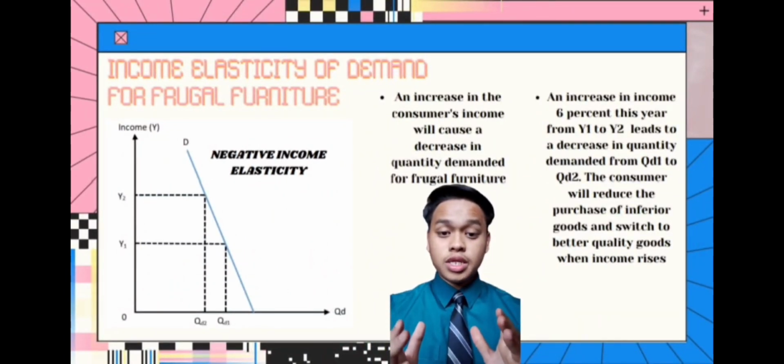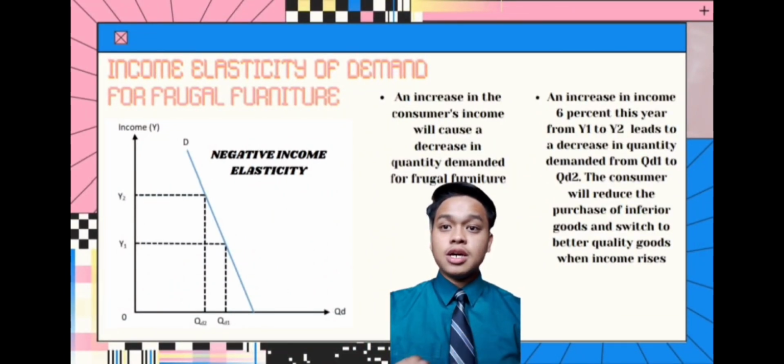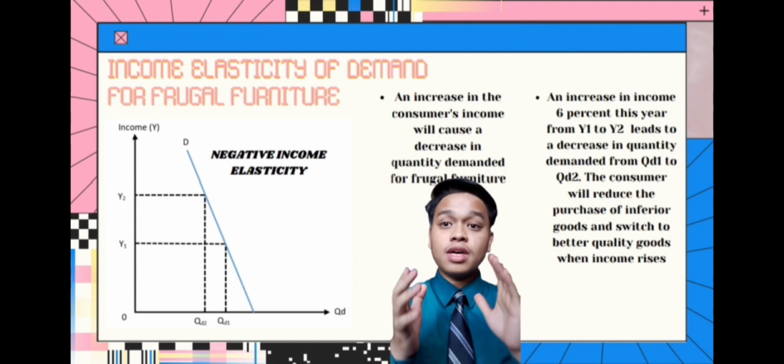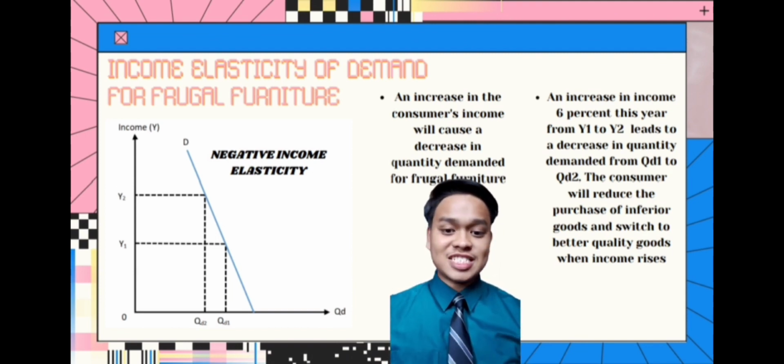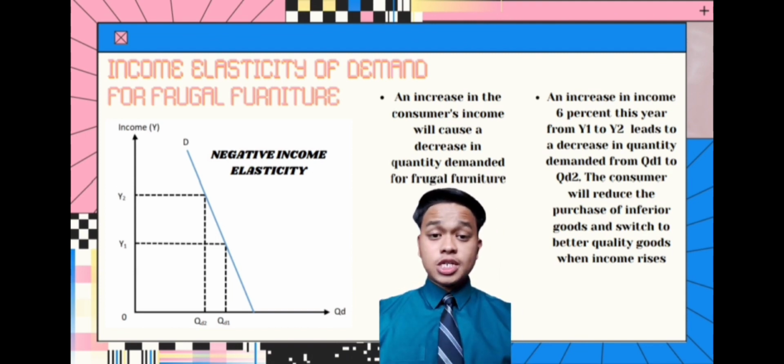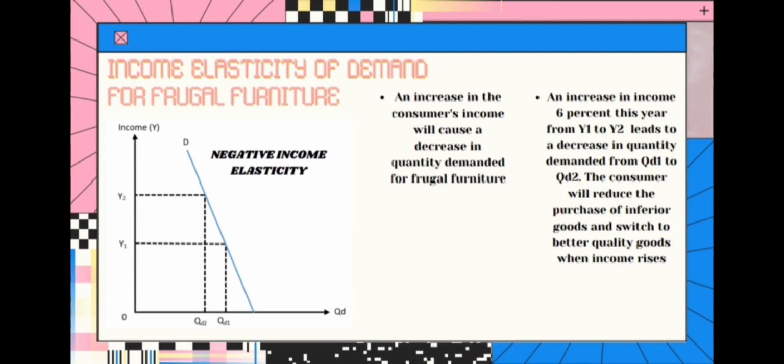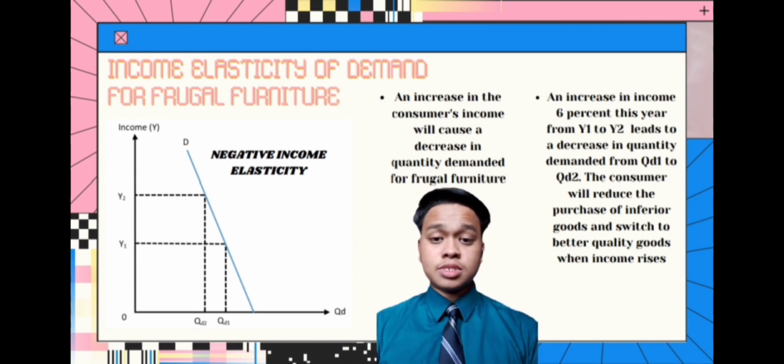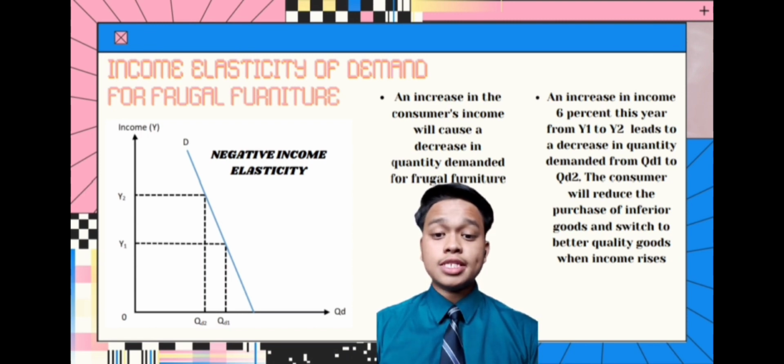So, the first one that I will talk about is income elasticity of demand for frugal furniture. An increase in the consumer's income will cause a decrease in quantity demanded for frugal furniture. An increase in income of 6% this year from Y1 to Y2 leads to a decrease in quantity demanded from QD1 to QD2.